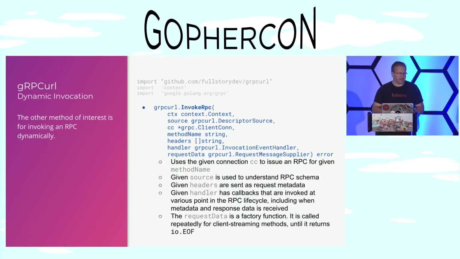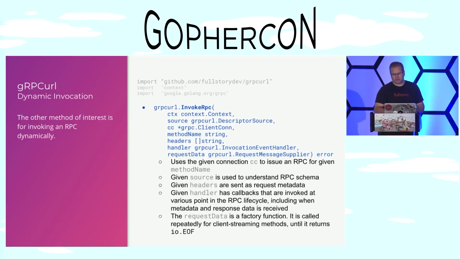And then the meat of this package is a singular function for invoking any kind of RPC method dynamically. Unlike our gRPC dynamic stub, which had a different signature for each kind of RPC, this has a much more complicated signature, but it allows us to invoke any kind of RPC. So the expected things: we give it a client connection, which is the connection it uses to dispatch the RPC. We tell it which method to invoke, and it uses the descriptor source to query for and understand the request and response types for that method.